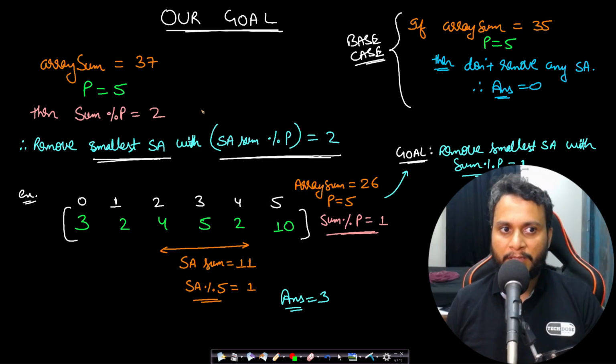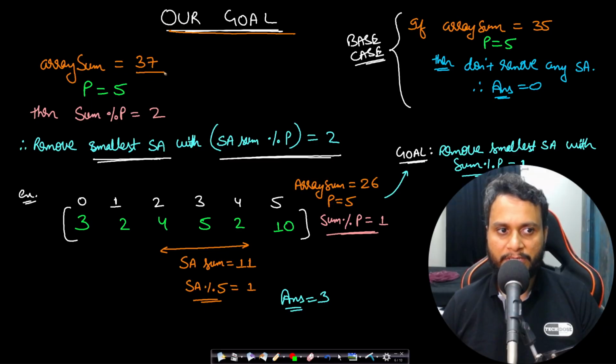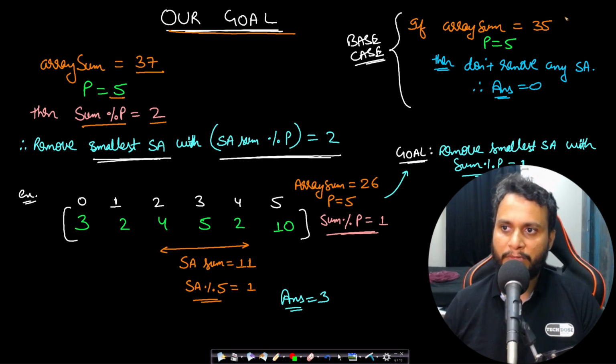Okay. Now based on that, let's see what our goal is. So in this case, our array sum will be equal to 37, let's say, and our p value is 5. Then sum mod p will be equal to 2. Now if it was not 2 but already 0, where I have taken another example that the array sum is 35, p is 5, then we don't need to remove any subarray, and I can say that without any removal the entire sum is divisible by the given p value, which is 5, right? So in this case I will return 0.